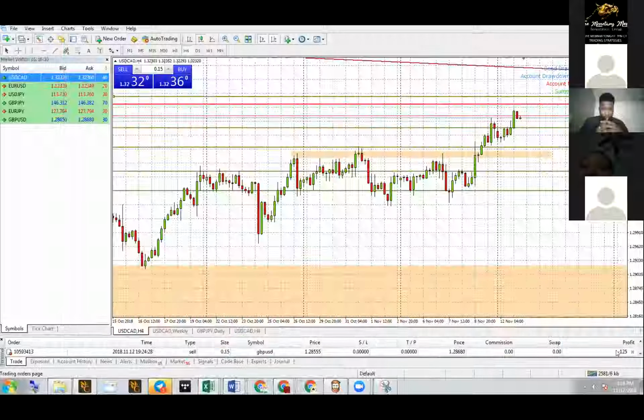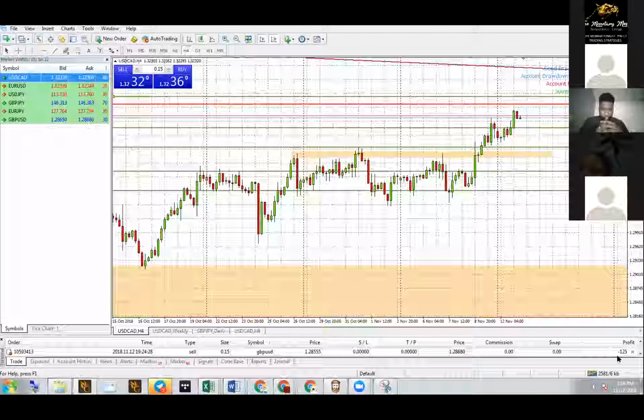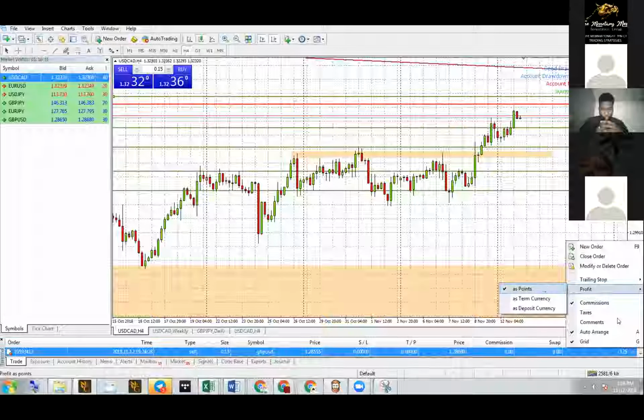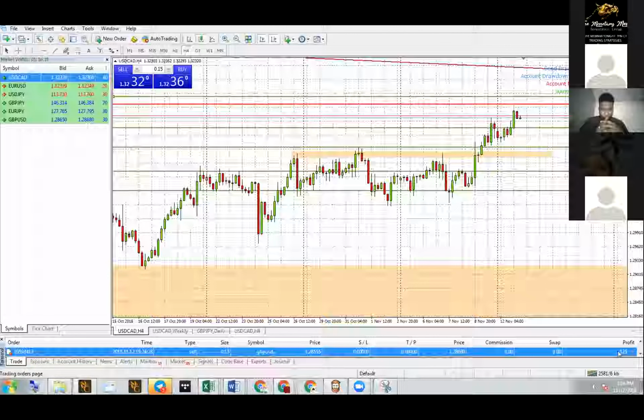Even down here, I get to the point where you see I drag my window all the way down because I don't want to see the money amount. I'll right-click it and turn it over from profit to points. So right now I'm down 12.5 pips. I like to look at the pips that way.